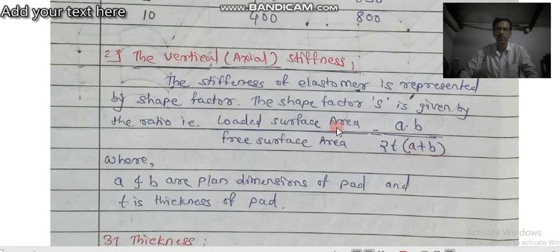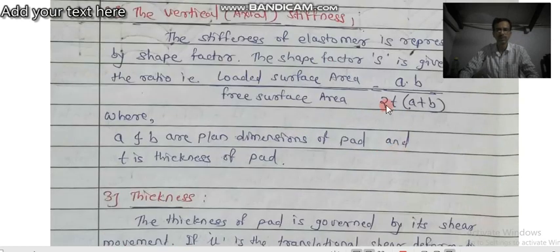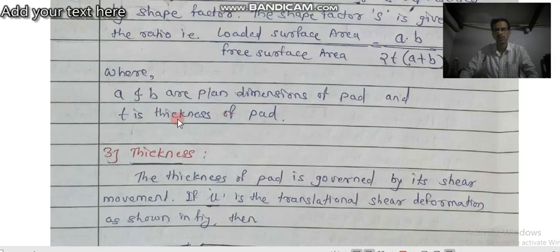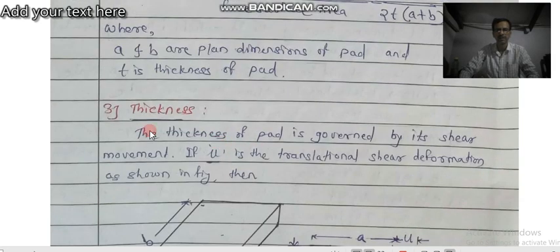So the ratio of loaded surface area to the free surface area is nothing but the shape factor S. Here T is the thickness of the pad. So A and B are the plan dimensions of the pad, and T is the thickness of the pad. So how to find out the thickness of the pad? That is the third step.